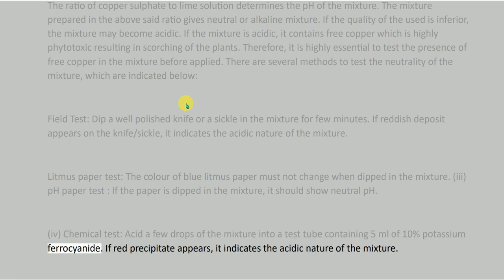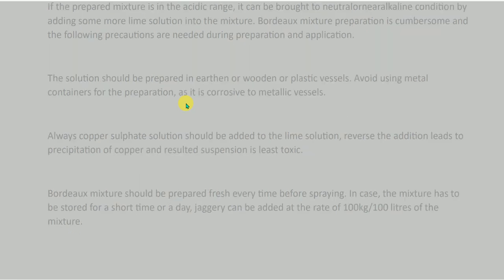If the prepared mixture is in the acidic range, it can be brought to neutral or near alkaline condition by adding some more lime solution into the mixture. Bordeaux mixture preparation is cumbersome, and the following precautions are needed during preparation and application. The solution should be prepared in earthen or wooden or plastic vessels. Avoid using metal containers for the preparation, as it is corrosive to metallic vessels.